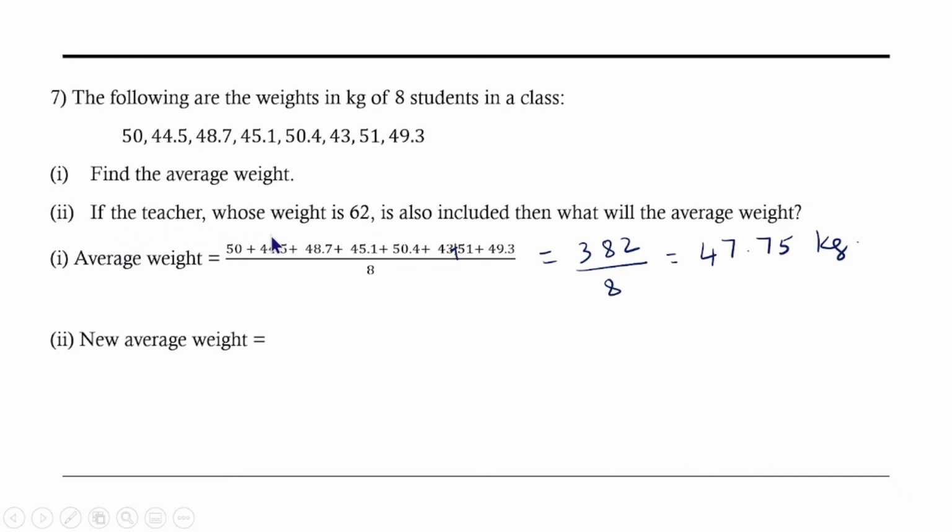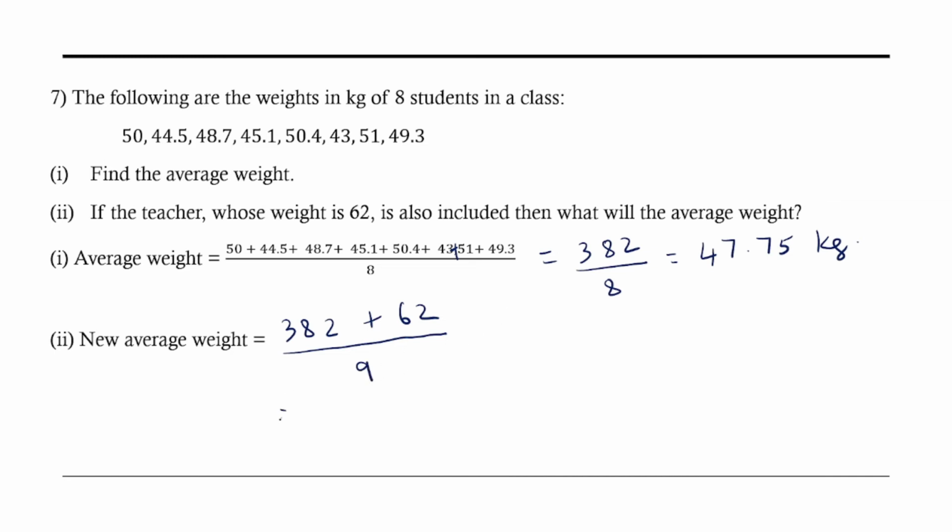Now, if the teacher whose weight is 62 is also included, then the new average weight will be the sum of all these weights plus 62 upon 9. So the sum of all these weights is nothing but 382. So 382 plus the weight of the teacher, 62. So this is the new sum of observations upon the new number of observations. Here the teacher's weight is also included. So to the existing 8 students, we have one more observation. So it is divided by 9.